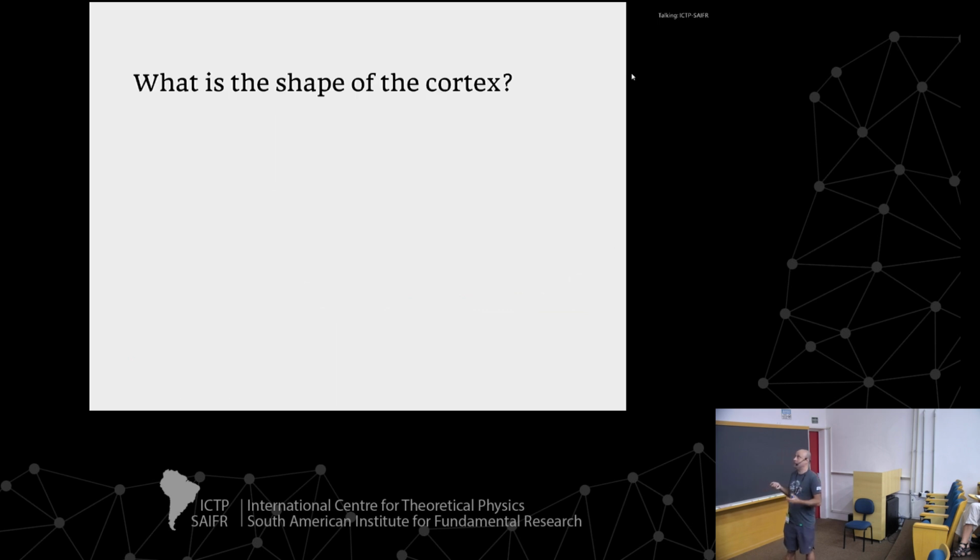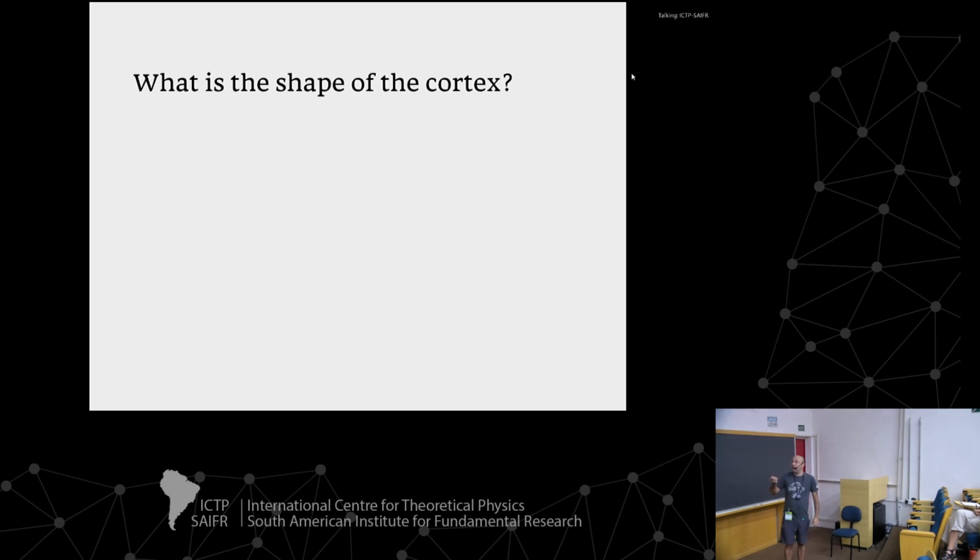So how do we do it? What is the shape of the cortex? That's a more fundamental question than how the cortex folds. Once you find a way of expressing an answer to this, once you find a syntax of describing folded shapes, so that the cortex is a subclass of that class of shapes, then you can answer how the cortex folds in a much simpler way.